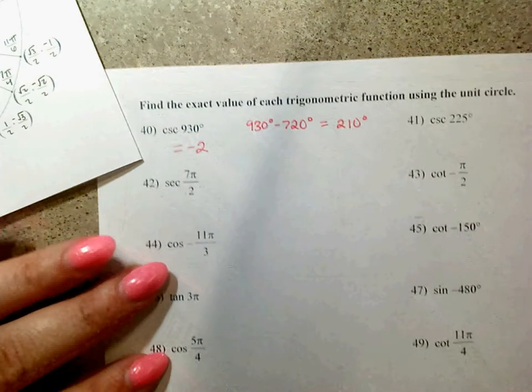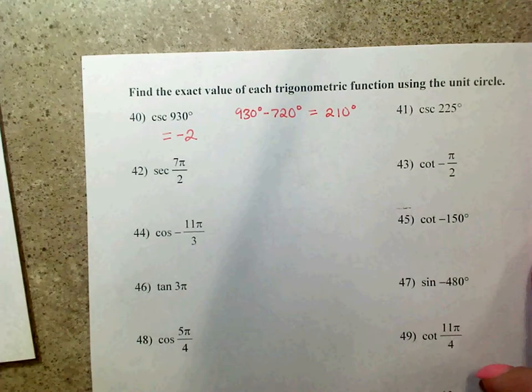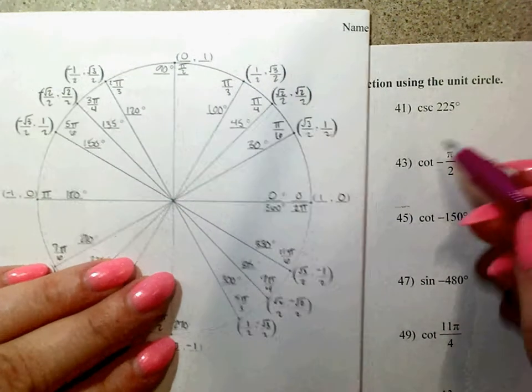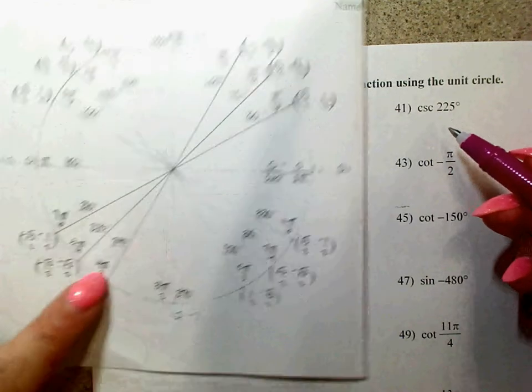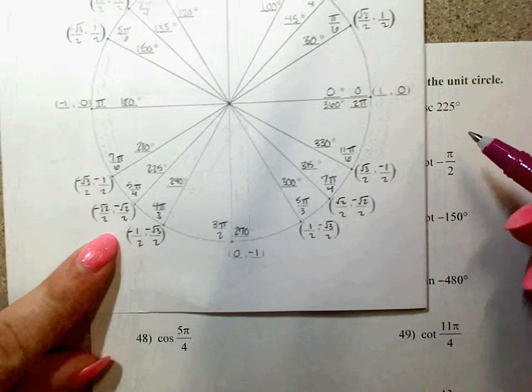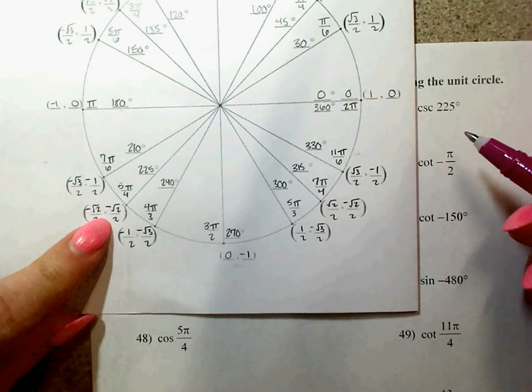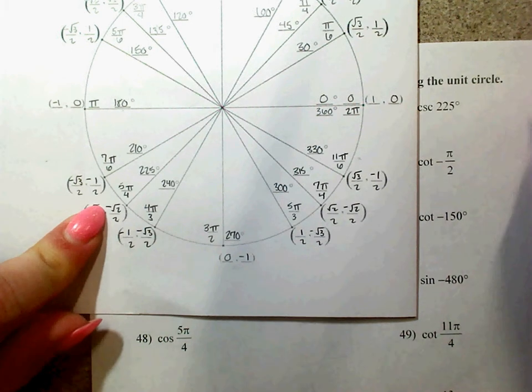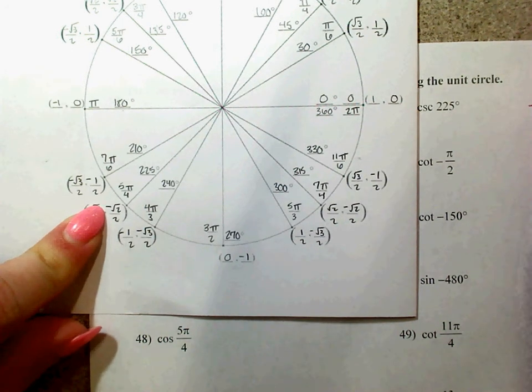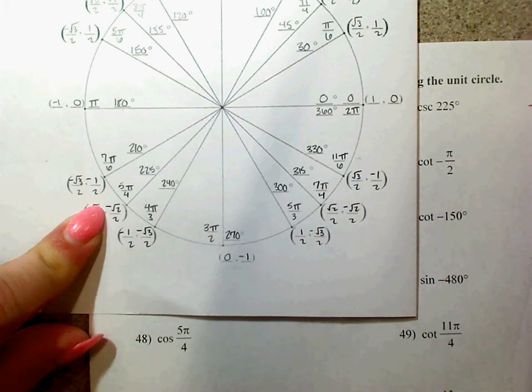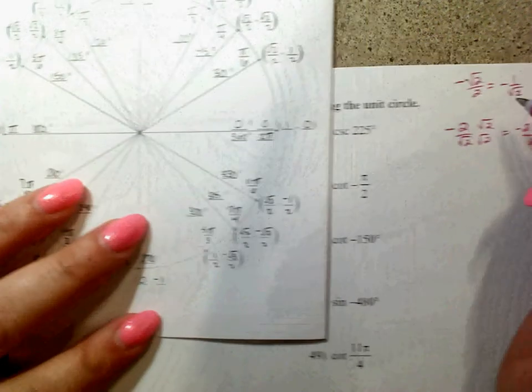Oh, well, cosecant again. Cosecant of 225. 225 degrees is right here. Cosecant is the reciprocal of sine, although it doesn't matter in this case. Negative square root of 2 over 2. You could think negative 2 divided by the square root of 2 and rationalize. And you get negative 2 root 2 over 2, which is negative root 2. Or you can just remember that negative square root of 2 over 2 is negative 1 over the square root of 2.